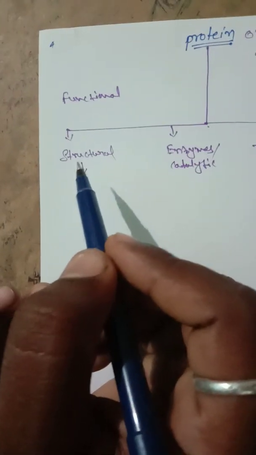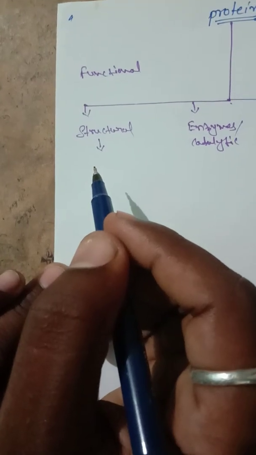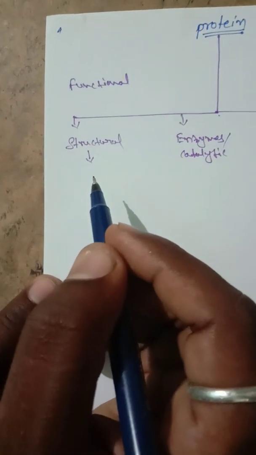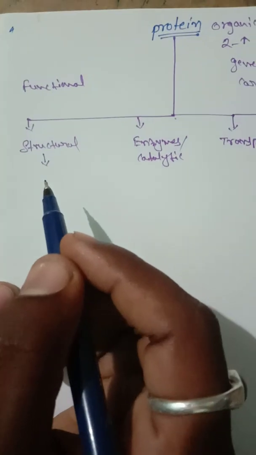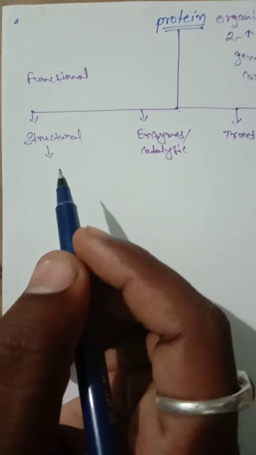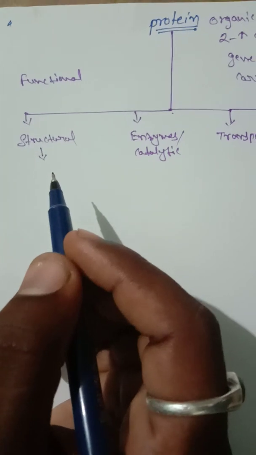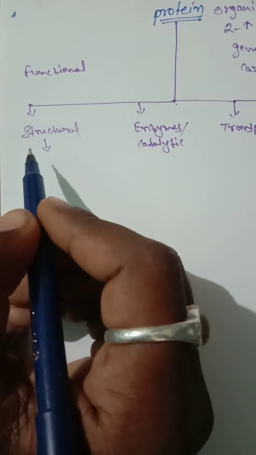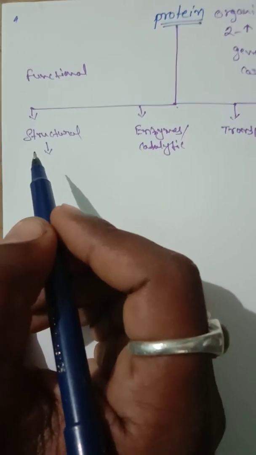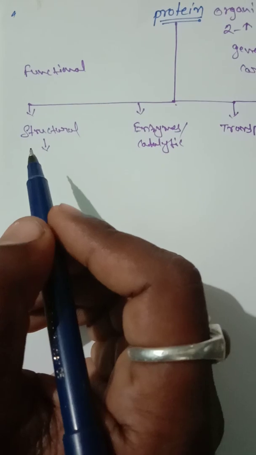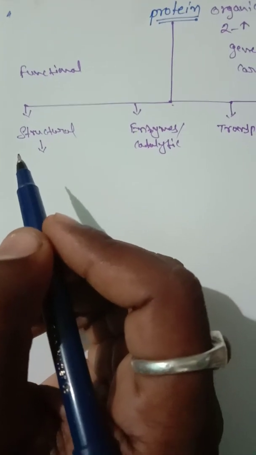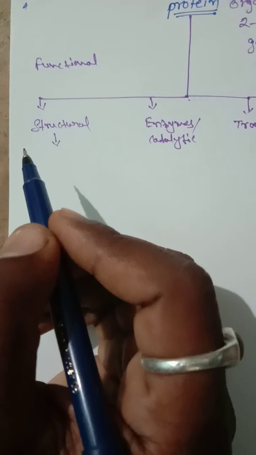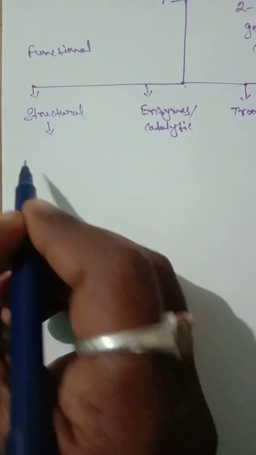So what are structural proteins? They give a particular structure to, for example, hair or nails. Hair and nails are made up of the keratin protein. Bones also have a particular shape and size, a particular structure, depending upon collagen. Structural proteins maintain a particular structure of an organ, for example bone, hair, nail. These are all made up of keratin and collagen.